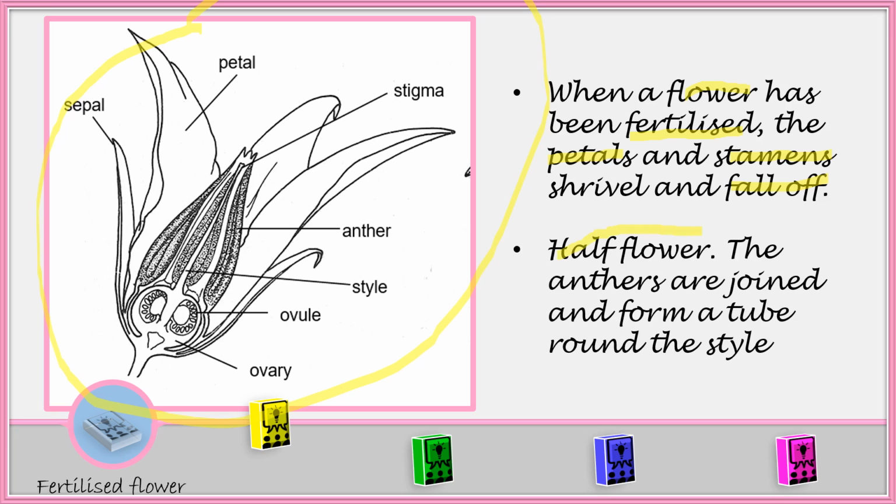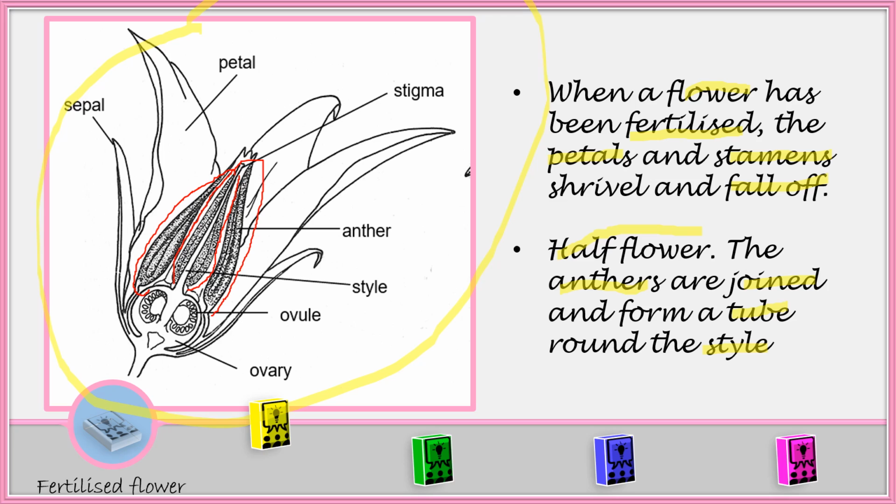In the half flower, the anthers are joined and form a tube around the style. So when you look at the anthers here, they are joined together up here, and they form a tube. There is even this one, this side. They form a tube around the style.